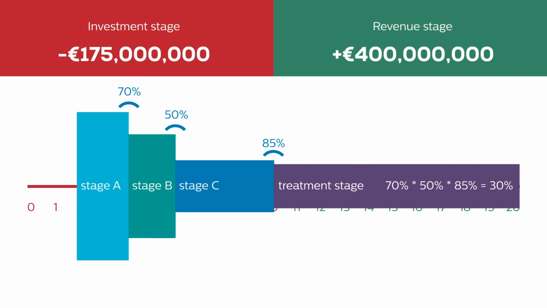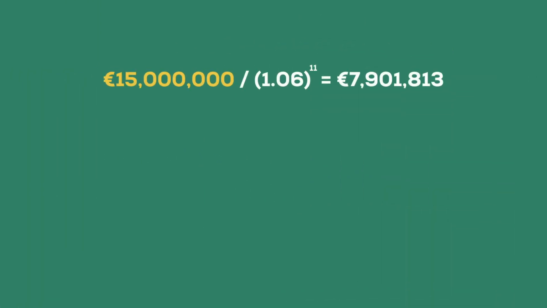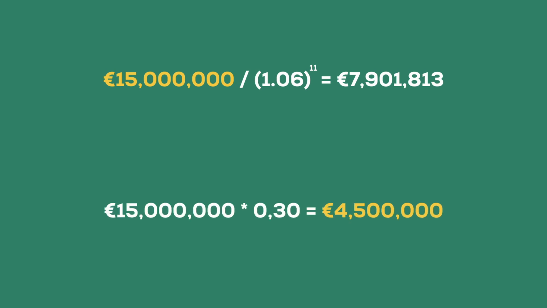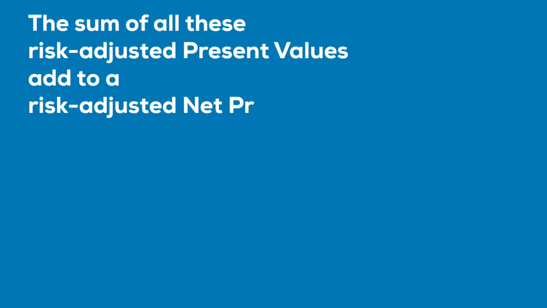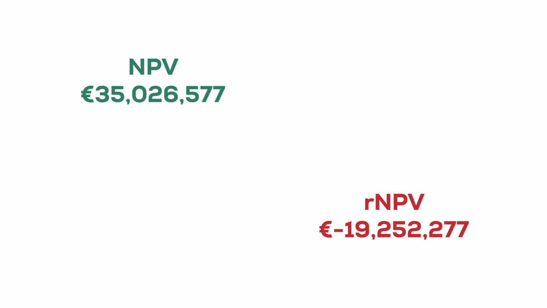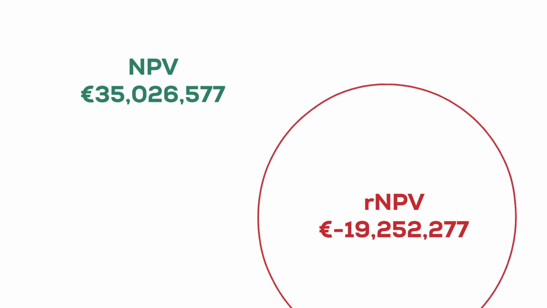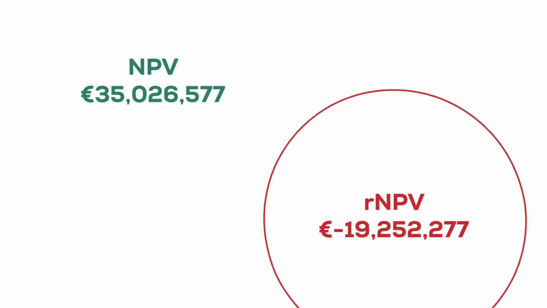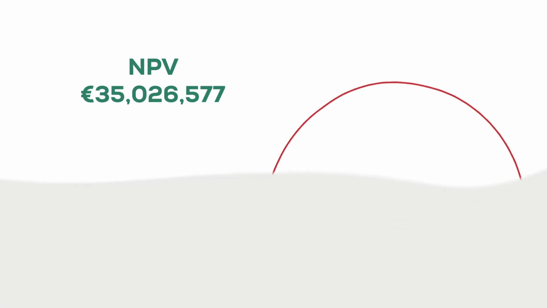For instance, let's take a look at year 11. We have to multiply the revenues of year 11 by the chance you will actually reach that stage, in this case 30%. Risk adjustment obviously results in a much lower value. Next, the sum of all these risk-adjusted present values add to a risk-adjusted net present value. Because this value now incorporates a substantial development risk of reaching the revenue stage, the risk-adjusted net present value is much lower than the NPV. In this case, the RNPV is even negative, indicating that with this discount rate and these development risks, it is not worth initiating this project.